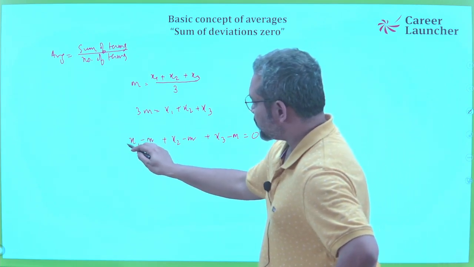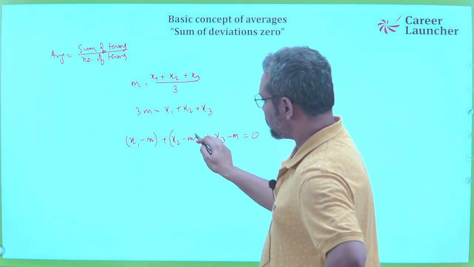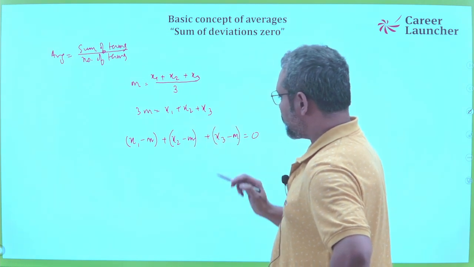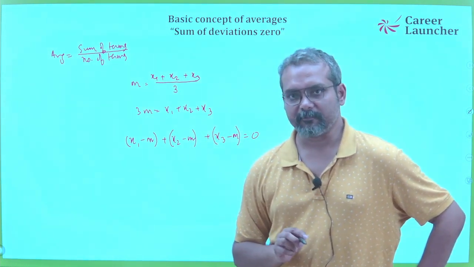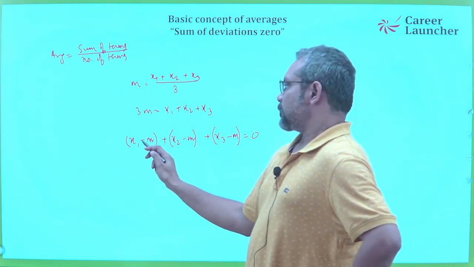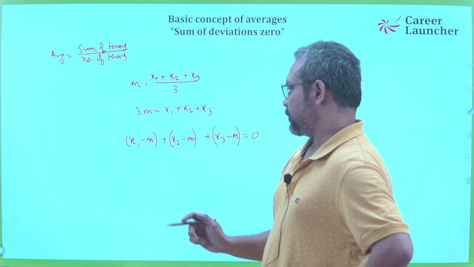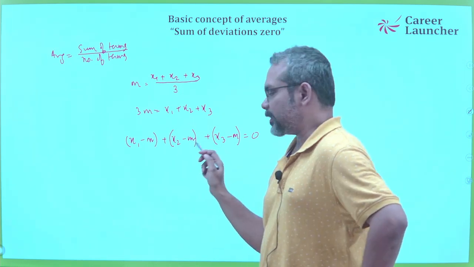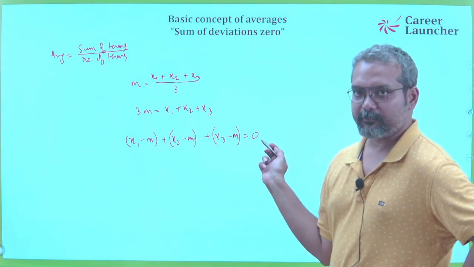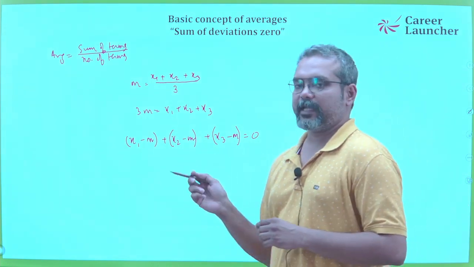So this is the deviation, okay? Deviation means the gap of the numbers from the mean, the difference, okay? So with the sign, the difference with the sign. So x1 minus m, x2 minus m, x3 minus m will be adding up to 0. And that will be true for any number of terms, okay?